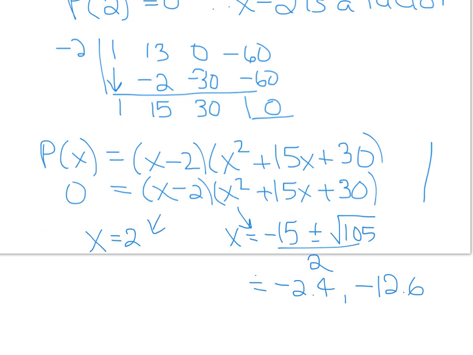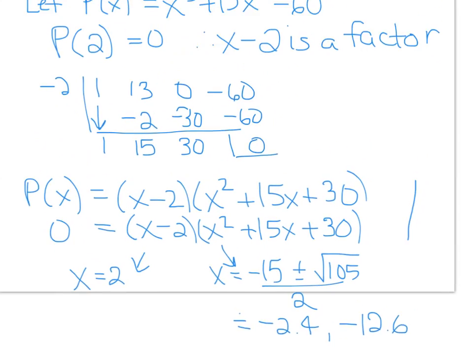So now we need to go back and look at these answers. If we were solving, of course, for x-intercepts, that would be fine. But since we are talking about dimensions of a box, these two values make no sense. So we actually have this as our one option for our dimension of our box, right?